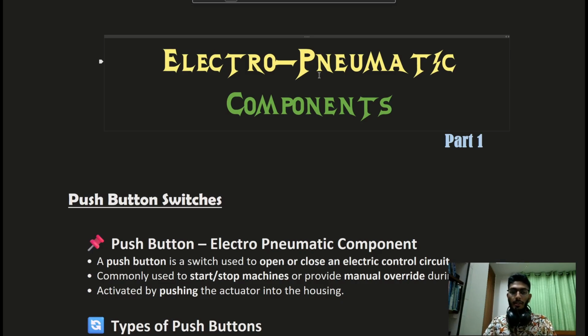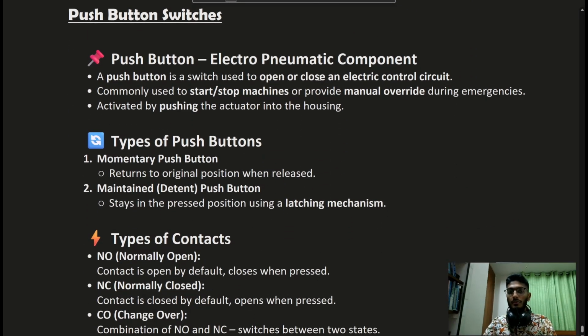We will discuss some basic components which are used in the electro-pneumatic system. First, we have push button switches. So what is a push button? A push button is a switch used to open or close an electrical connection or a circuit. So it basically stops or redirects the flow of electrons.